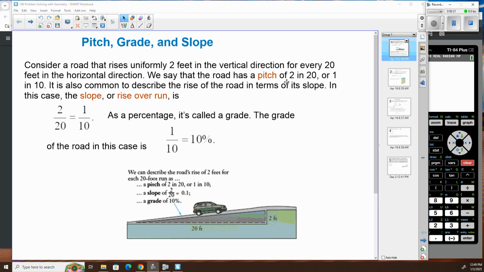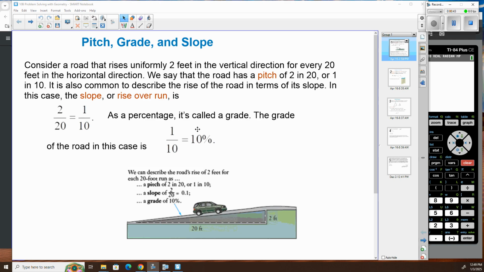We say that the road has a pitch of 2 and 20, or if you reduce it, 2 goes into both the 2 and the 20, so 1 and 10, meaning you're rising 1 foot for every 10 feet horizontally that you go. It is common to also describe the rise of the road in terms of its slope. In this case, the slope, or rise over run, is 2 over 20, or 1/10.